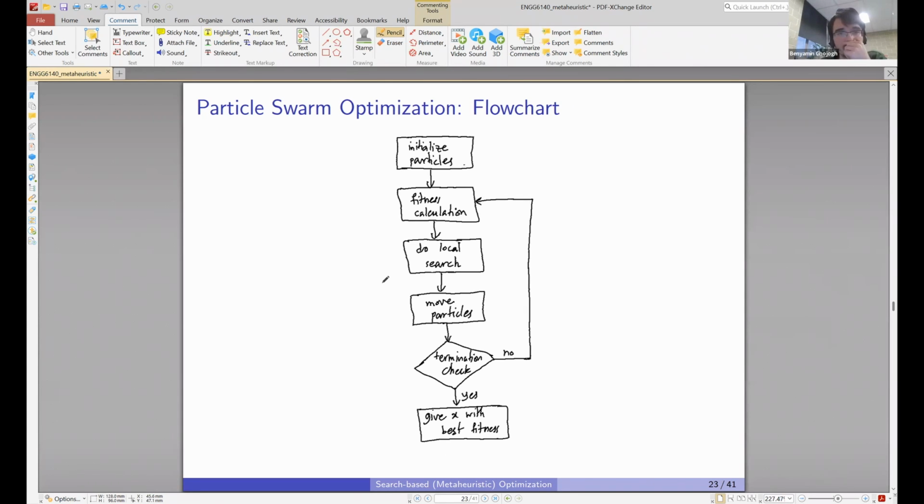So this is the flow chart of PSO. We initialize the particles, then we calculate the fitness values. We do local search around each particle. We move the particles. Then we check the termination criterion. If it's not reached, then we calculate the fitness again and do another iteration, so it is iterative. If the termination is reached, then give X with the best fitness.